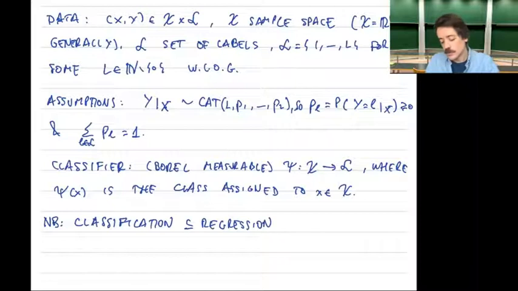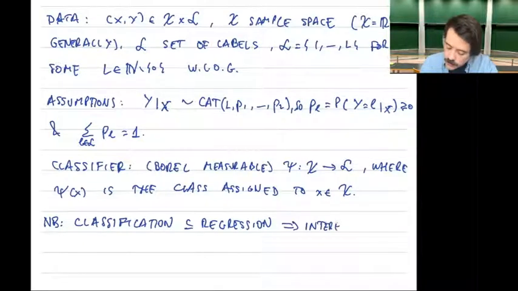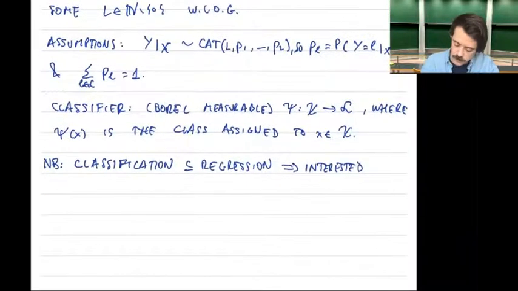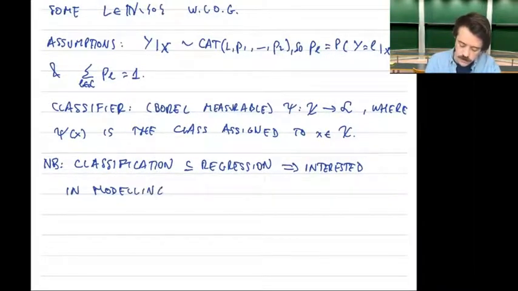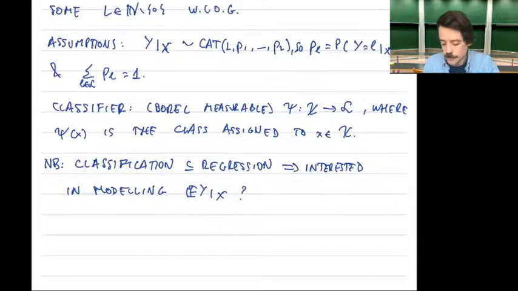Okay, and now, given this observation, we have an implication of it. This means that we're interested in modeling this guy. Although this really should be a question at the moment. Are we really interested in modeling this? Because that would be what would pop out of this interpretation of classification as regression, right?